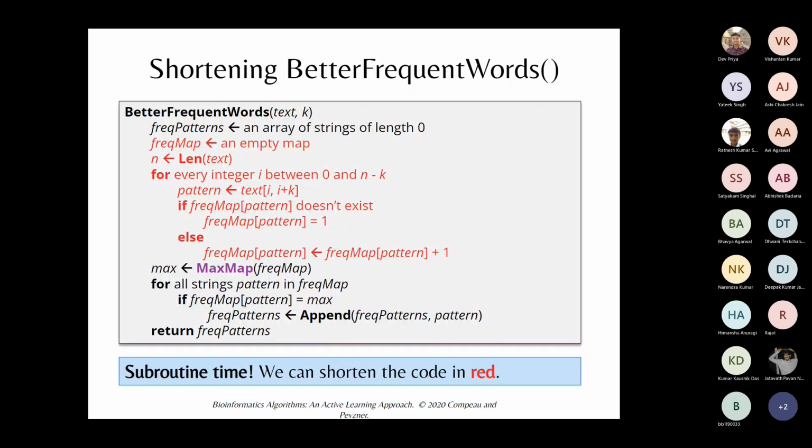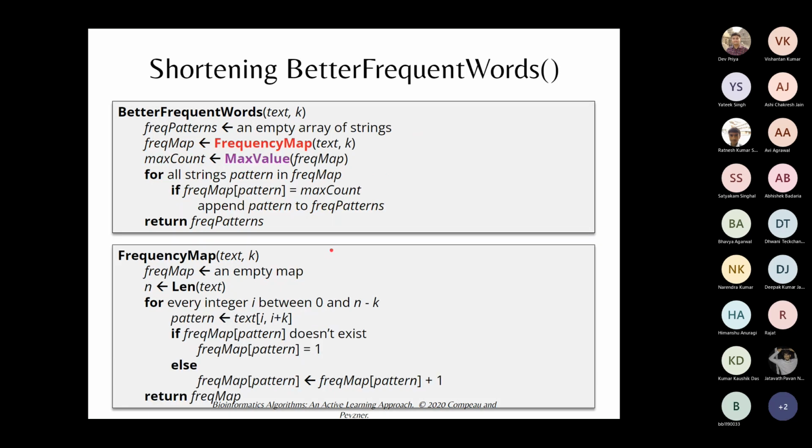So beyond this, we can even shorten this particular pseudocode by implementing a subroutine. A subroutine is nothing but a smaller function, something that you can group together. So the whole concept of making this frequency map, you can shorten it, and you can call it making a frequency map.